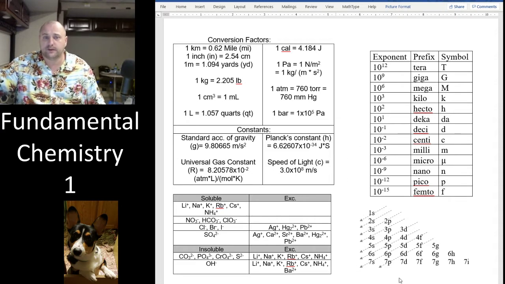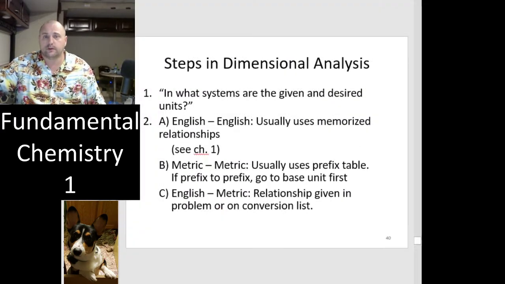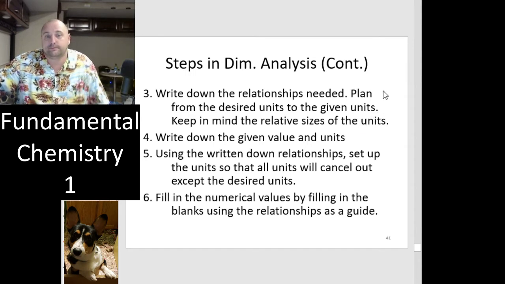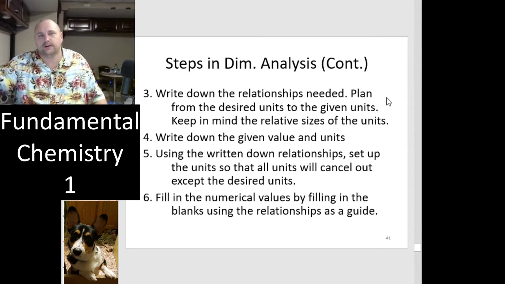And that is the key to this, is if you can figure out which system it is, then you know where to go find the relationships. And I highly recommend then that after you find those relationships, you write them out, okay? So usually I like to start with the desired units, what they want, and I work my way kind of back to what they gave us. All right. Working backwards like that just cuts out a lot of dead ends.